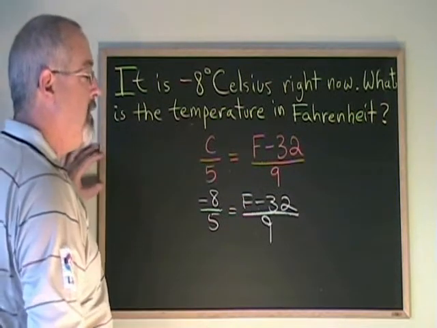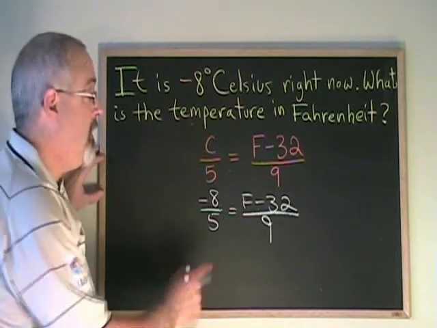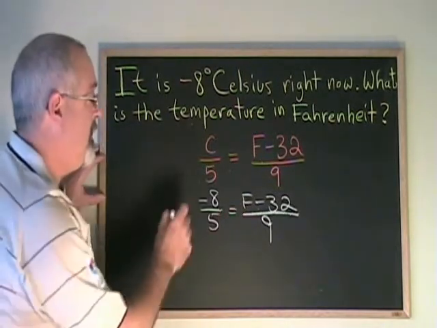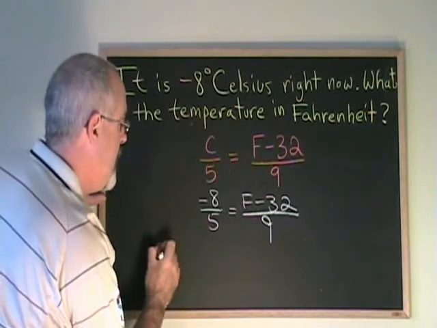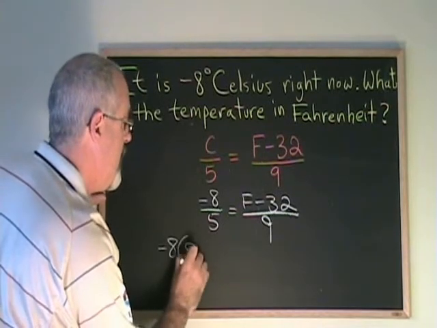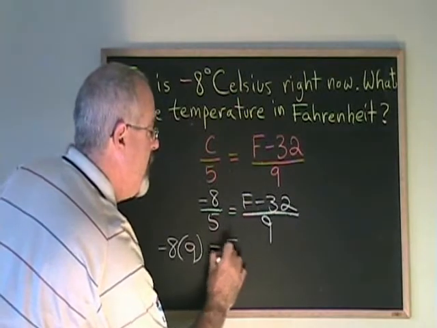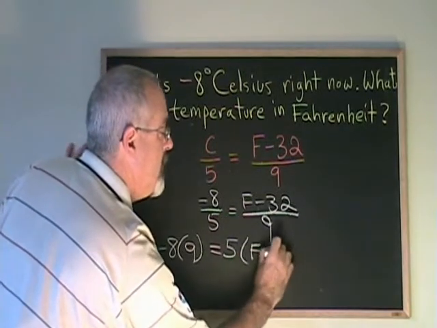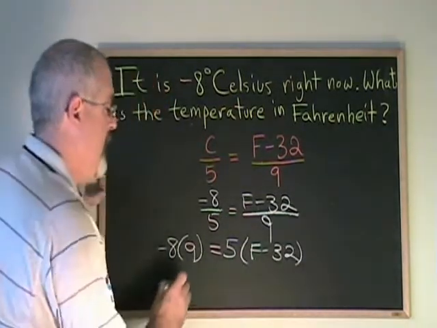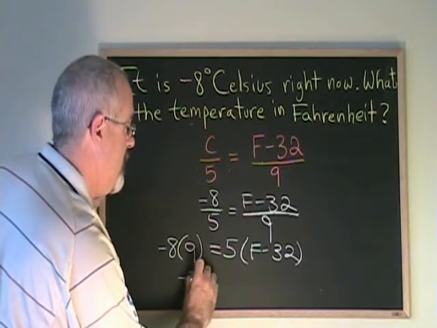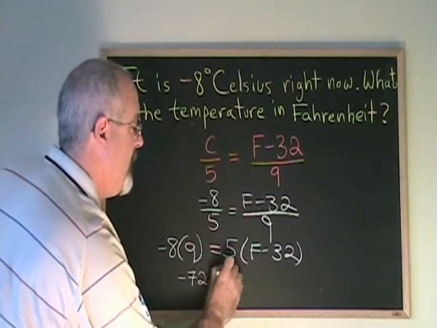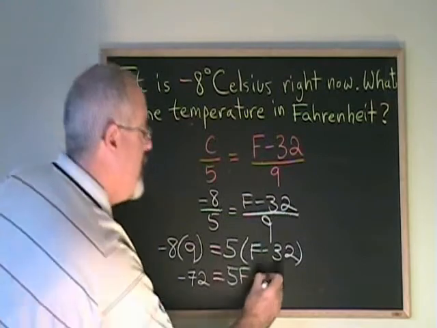I'm going to use the fundamental rule of proportions to cross multiply and solve this. Top times bottom gives me negative 8 times 9 equals bottom times top gives me 5 times F minus 32. This becomes negative 72 equals 5F minus 160.